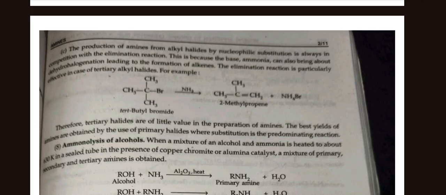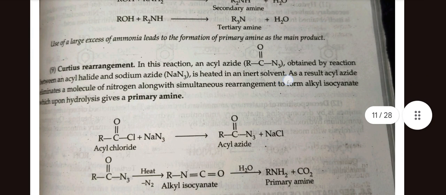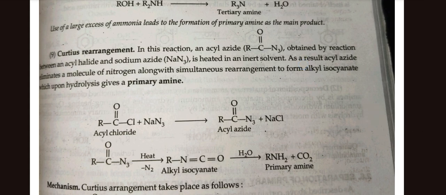8th, ammonolysis of alcohols. When a mixture of an alcohol and ammonia is heated to about 630 Kelvin in a sealed tube in the presence of copper chromite or alumina catalyst, a mixture of primary, secondary and tertiary amine is obtained. Use of large excess of ammonia leads to the formation of primary amine as the main product.